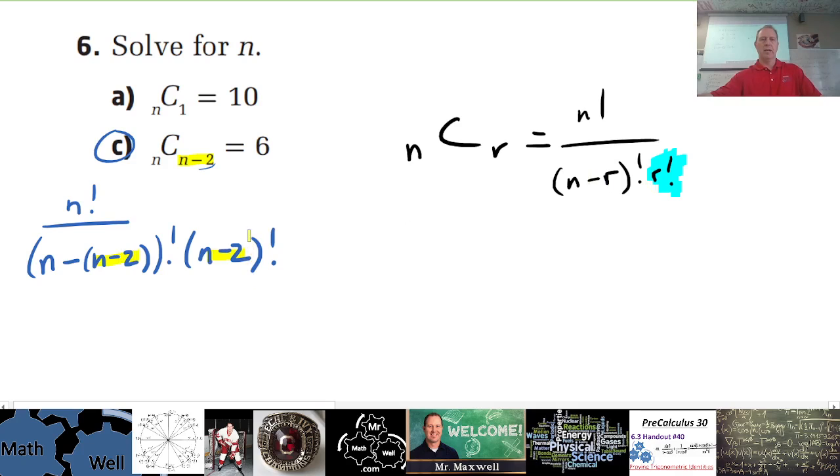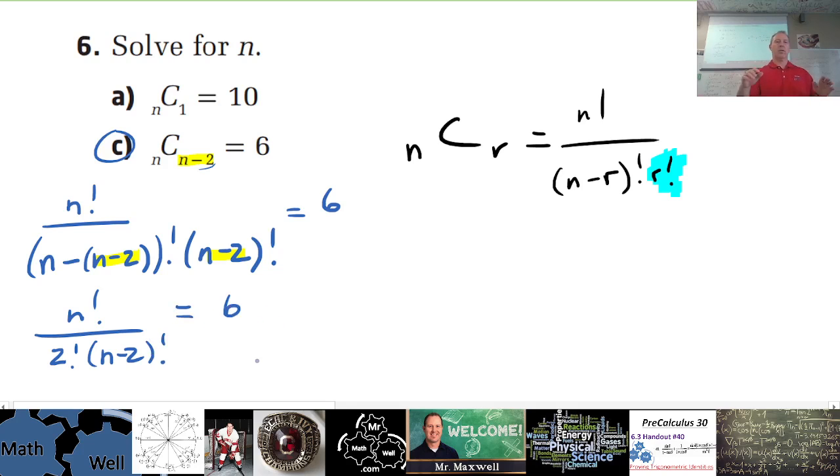All right. So let's simplify, equals 6. So simplifying again, this is n minus n. So that's actually, the n's are gone there, right? And then we have subtract a negative 2, so that's positive 2. So this is n over 2 factorial. And then we have n minus 2 factorial on the bottom. How's that? Okay, so far, did you get that far? You got that far? Okay.